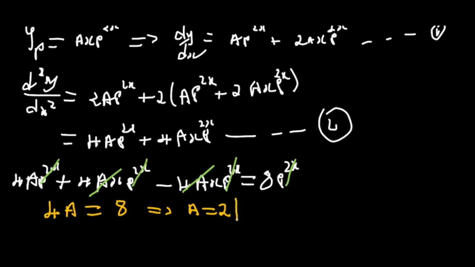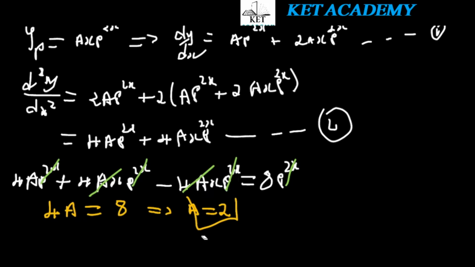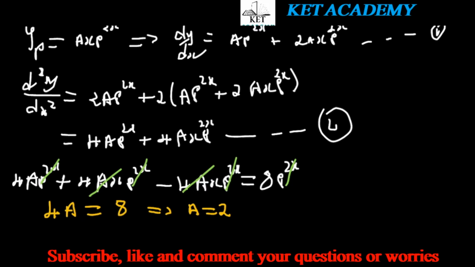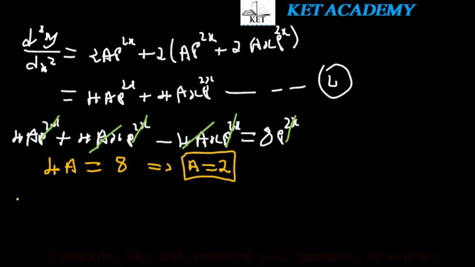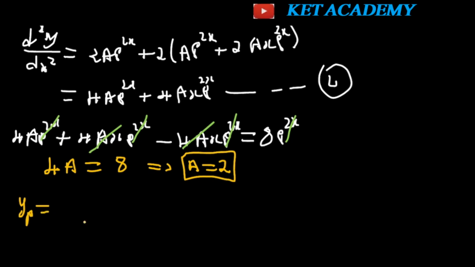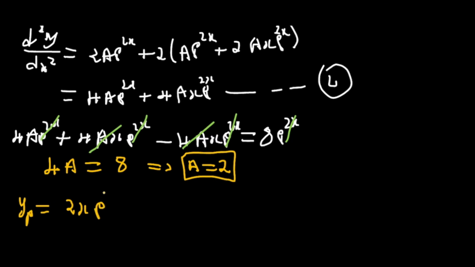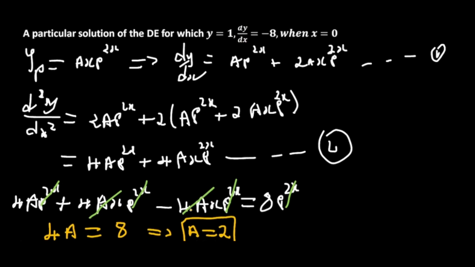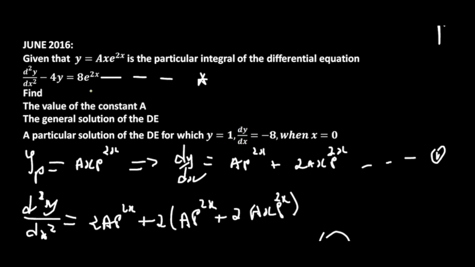This is very clear and good. So we have our a. Therefore our y particular will simply be equal to 2x e to the power 2x. That's our y particular. Now going back to the question, it says find the value of a, and we have gotten the value of a and the particular solution.